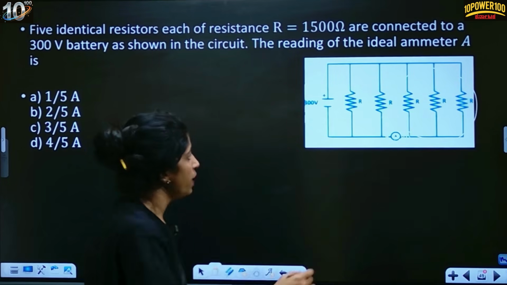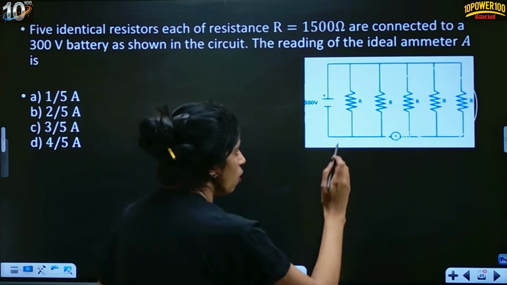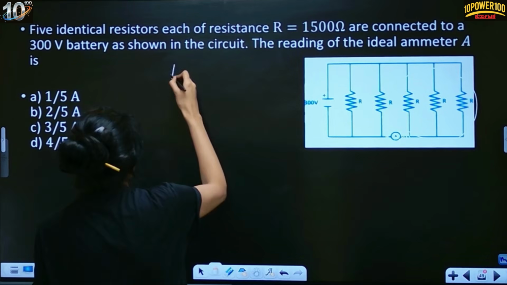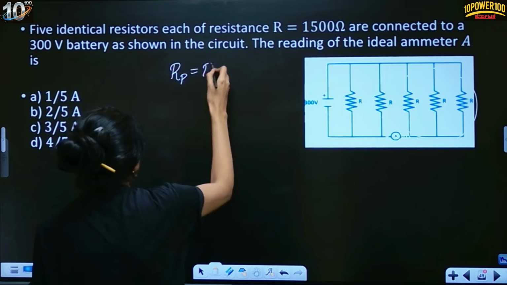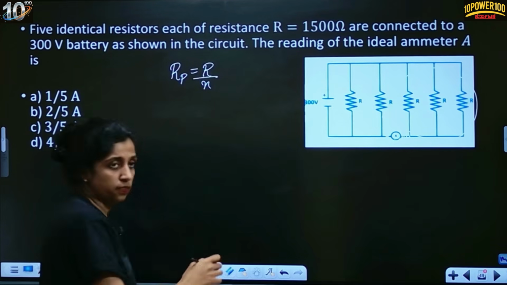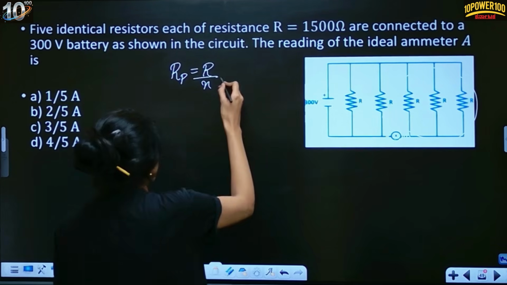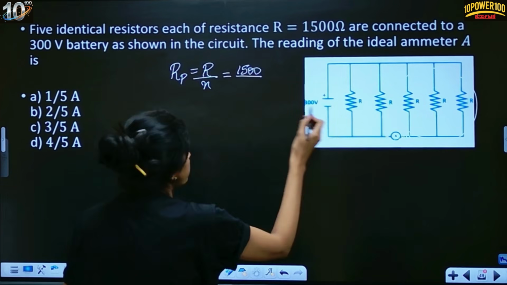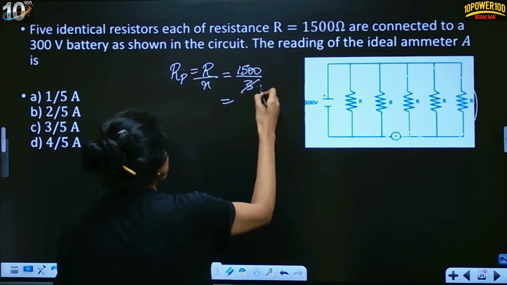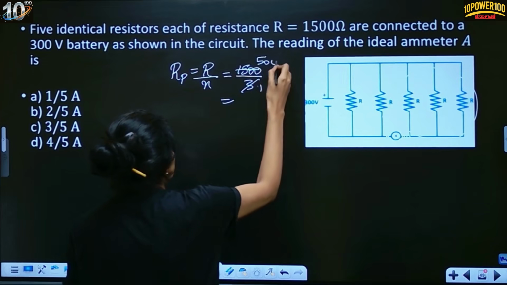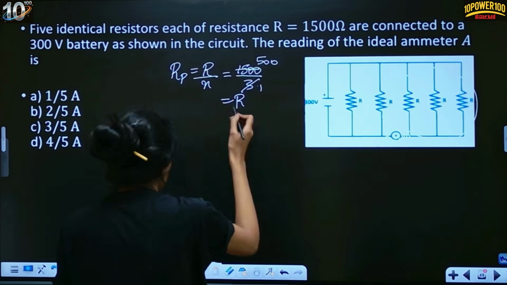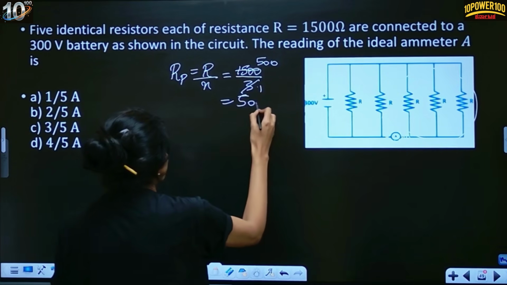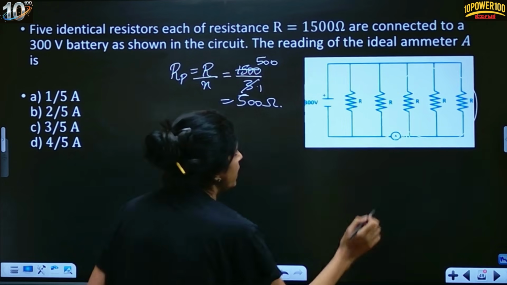Now find what is the total resistance of this. So 3 resistors are connected in parallel, and for parallel we directly have a formula: RP equals total resistance by number of resistors. Since they are the same resistors, you can directly take the value of R as 1500, and the number of resistors connected is 3. So 1500 by 3, which is 500. So the resistance in parallel is 500 ohm, guys.